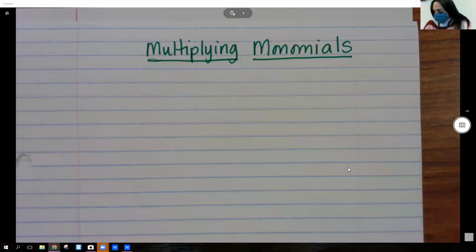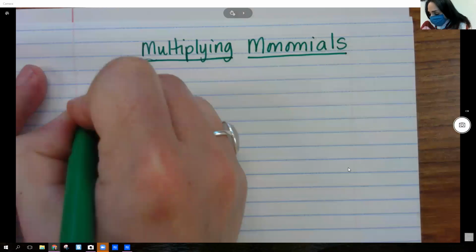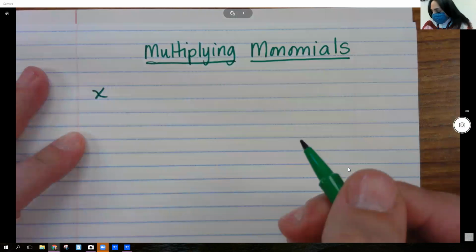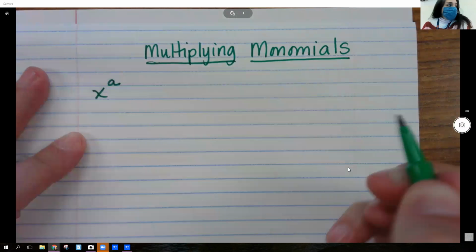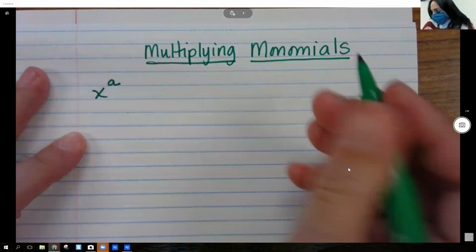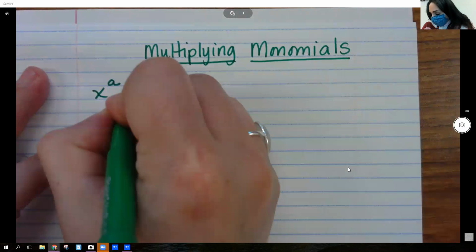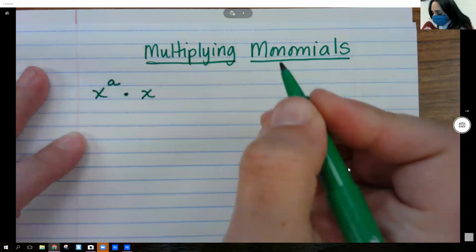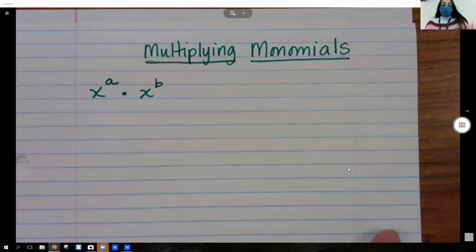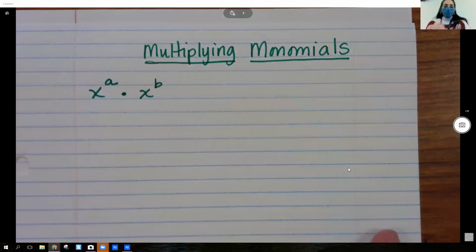Okay, so when you're multiplying, you're going to have something like this. You'll have some variable, and it's going to be raised to an exponent. So we'll say x raised to the a power. And then it's going to be multiplied by another variable raised to maybe a different number, like b. We'll call it a and b. So this is how this works.